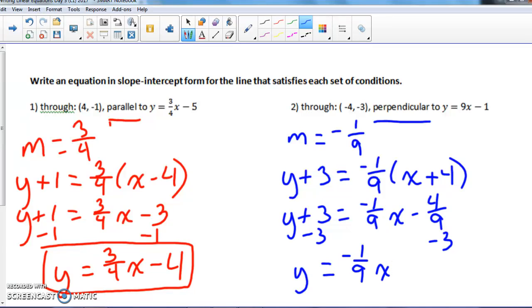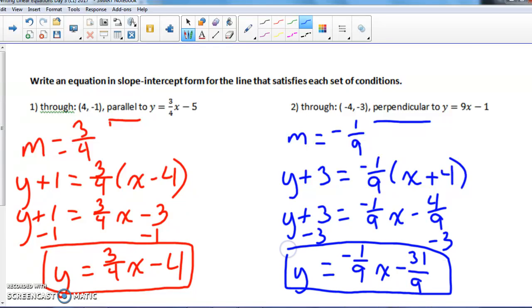Now I need to think about this. If I have -4/9 minus 3, I need to think about what that means. 3 as a fraction over 9 is 27/9. So -4/9 minus 27/9 becomes -31/9. So there's my equation in slope-intercept form. Again, the lines are perpendicular.